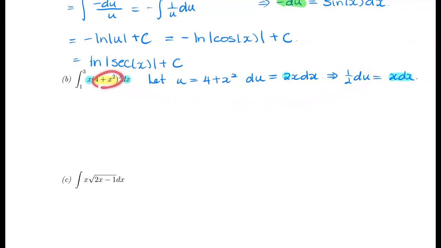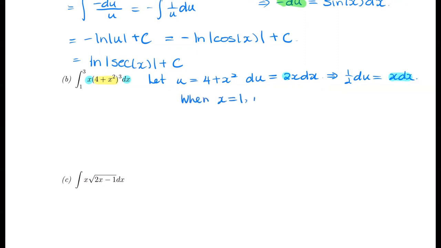The u would just be going under the 4 plus x squared. So what this integral actually becomes, one thing before we move on, we also have to change the bounds here, because right now the bounds are with respect to x. So we actually have to change it so that we're making it with respect to u.